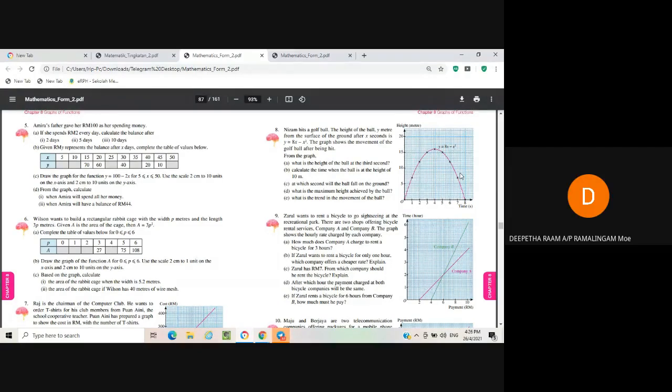Maybe not, not enough time. Okay, try to do first. Try to copy first. After 10 minutes, we try to discuss this one. Question 8, A, B, C, D, and E. Okay, class, please do this one. You have to copy the question and draw this one.